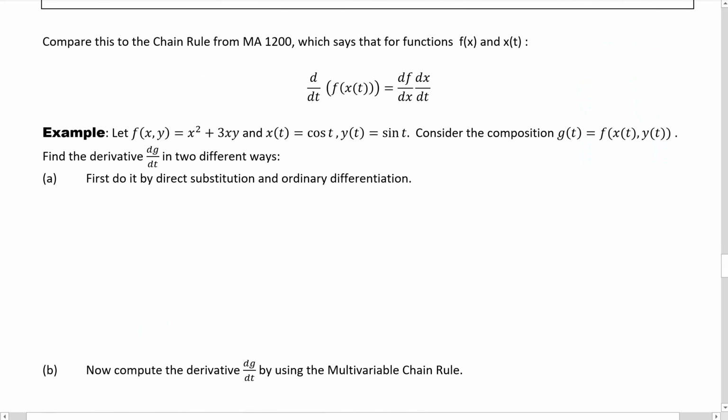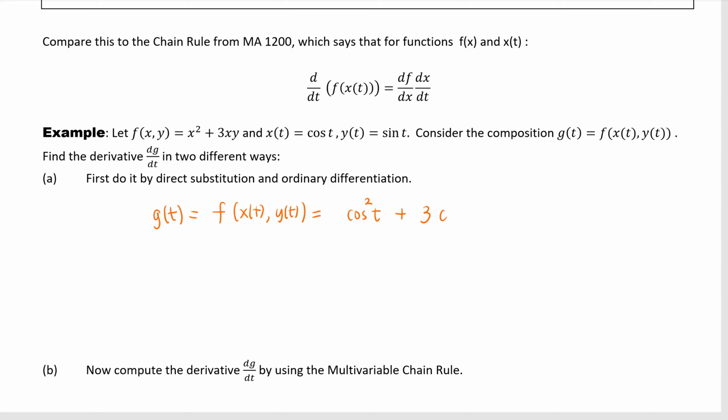So let's find the derivative in two ways. First, do it by direct substitution and ordinary differentiation. Okay, so let's substitute in it. So g of t equals f of x of t, y of t. It means whenever you see x in the formula, replace x by cosine t. So x squared becomes cosine t squared. And then 3x, x is cosine t, y is sine t.